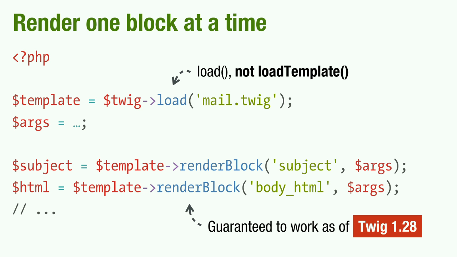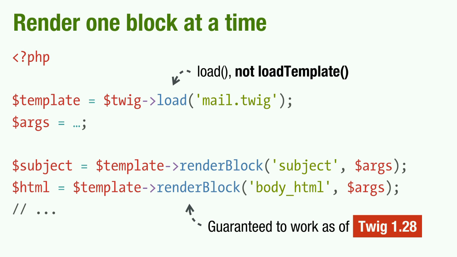So by default, if you want to render the template, you are using the render method. But as of Twig 1.28, what you can do is you can render just a block. So then you can use Swift Mailer or whatever you are using to send emails and say, okay, here is the subject, here is the HTML version, here is the text version, and you can inject that into your email.